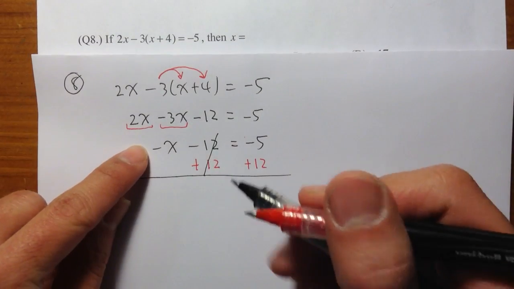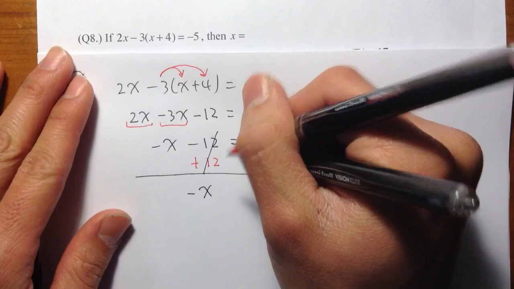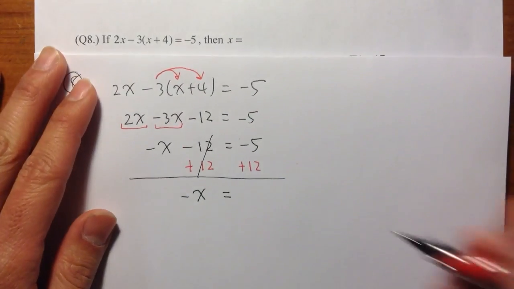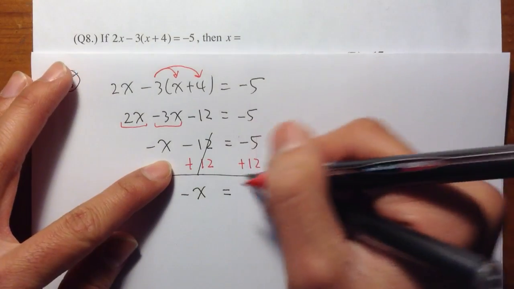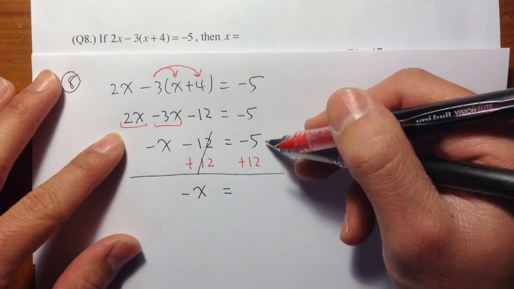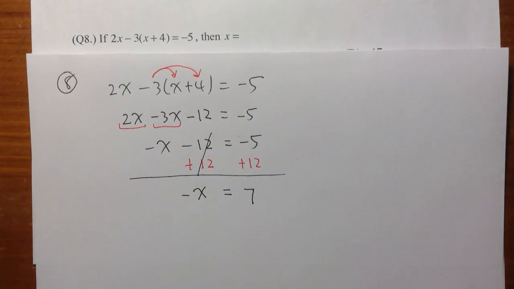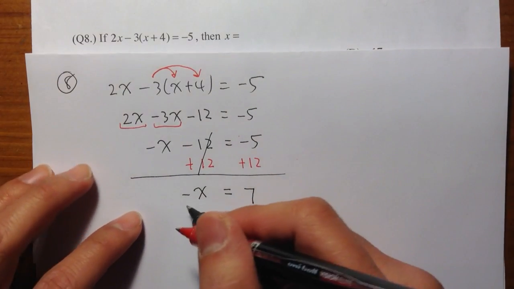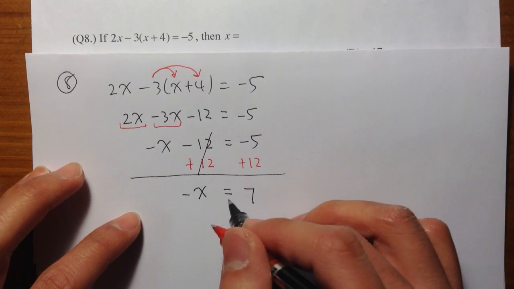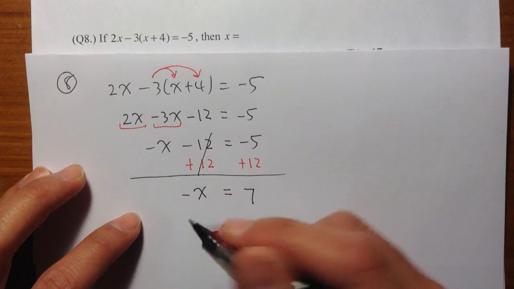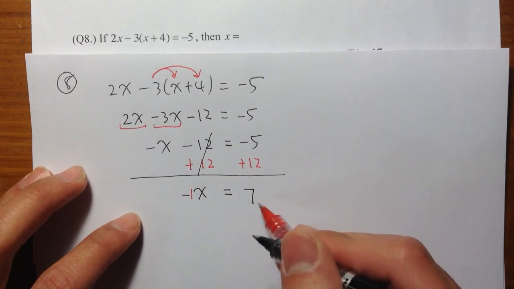On the left hand side, I can just bring down negative x, and let me bring down the equal sign. You always line up with the equal sign when you are solving an equation. Right here, I have to do negative 5 plus 12. We get positive 7. Then negative x is equal to 7. So this is saying we have a negative 1x. Negative 1 times x is equal to 7.